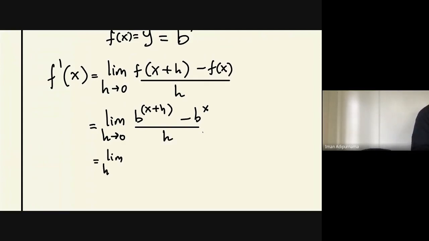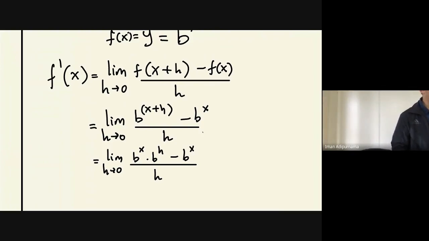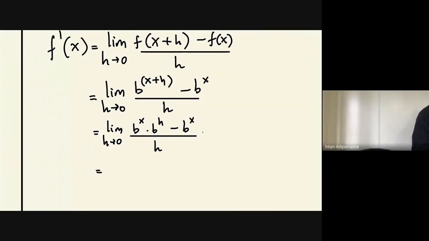Let's just simplify this part. We can write this as b to the x multiplied by b to the h, and then minus b to the x. And then we try to factorize this: b to the x, and then b to the h minus 1.